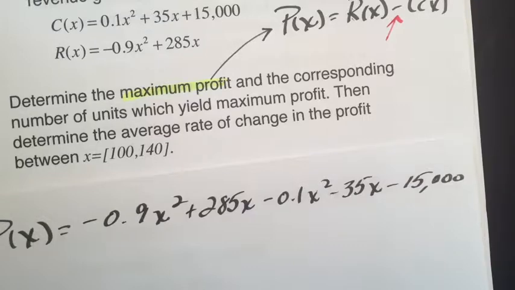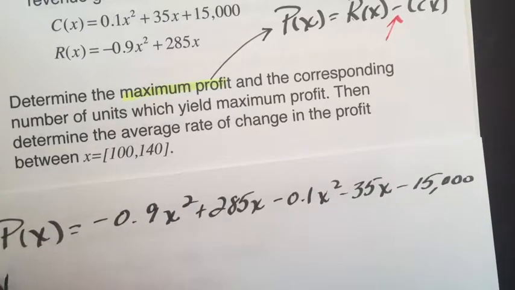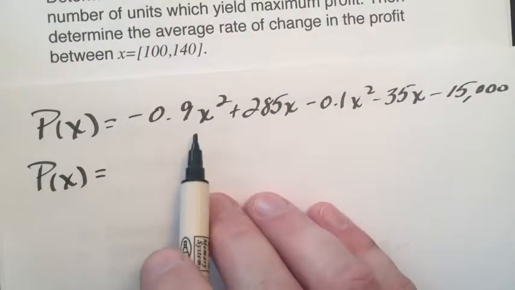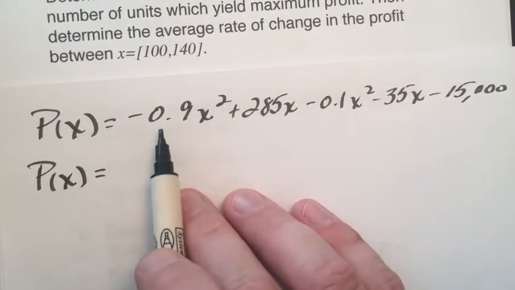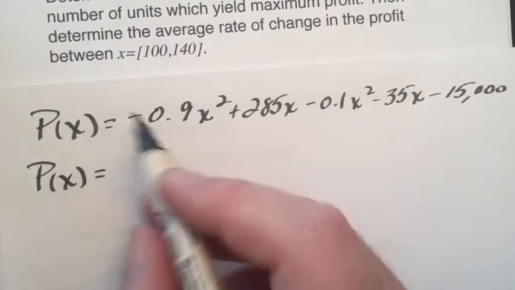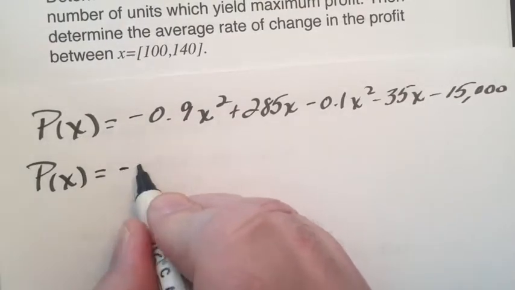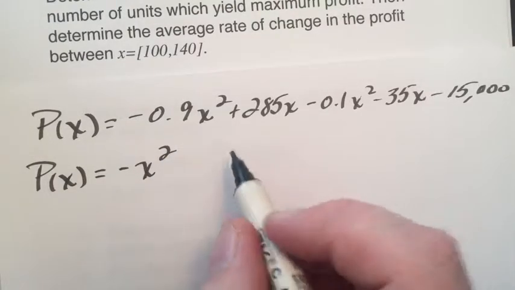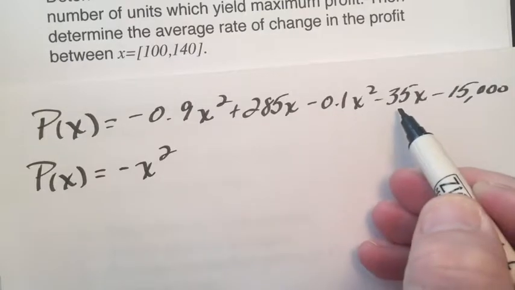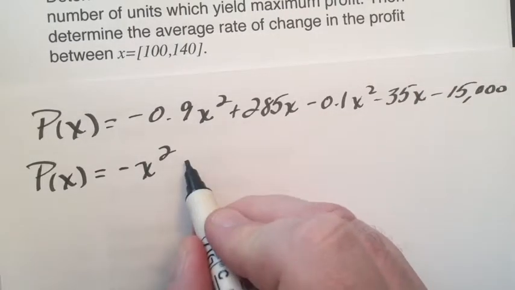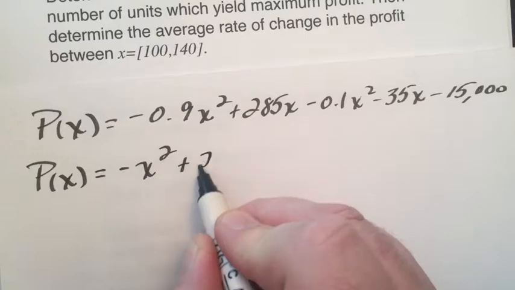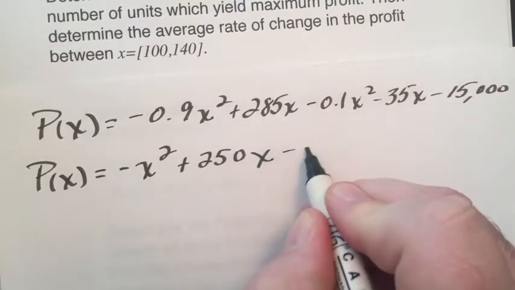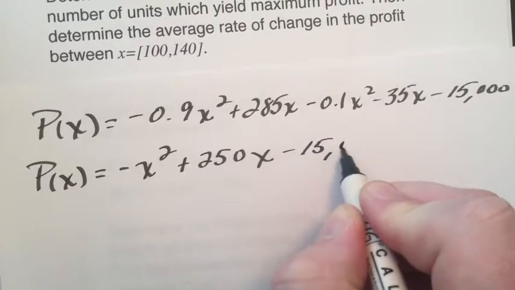As we collect our like terms, we'll come up with our final profit function. Well, let's take care of our squares first. Negative 0.9 and negative 0.1. We add those together and we have negative 1, so negative x squared is our leading coefficient. We have 285x minus 35x, which should be 250x. And then we just have our constant at the end, negative 15,000.